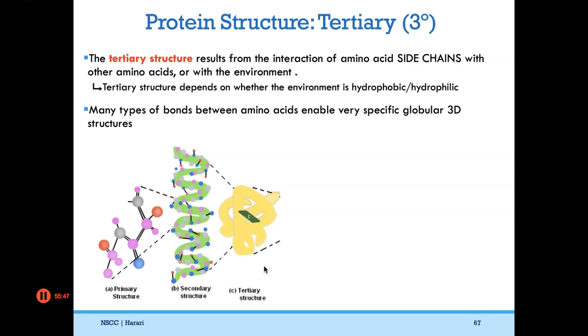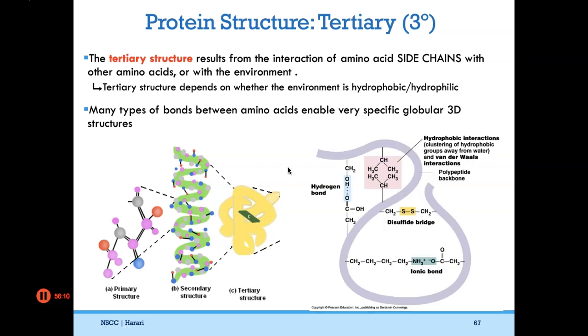And it's many different kinds of bonds, ionic, covalent, and hydrogen bonds between amino acids that enable very specific globular 3D structures. So three-dimensional tertiary structures, again, they're very specific, and they're due to not only the amino acid side chains, but also the environment interactions.